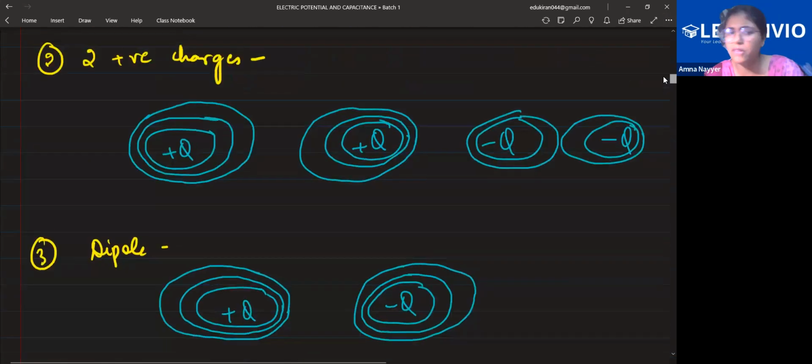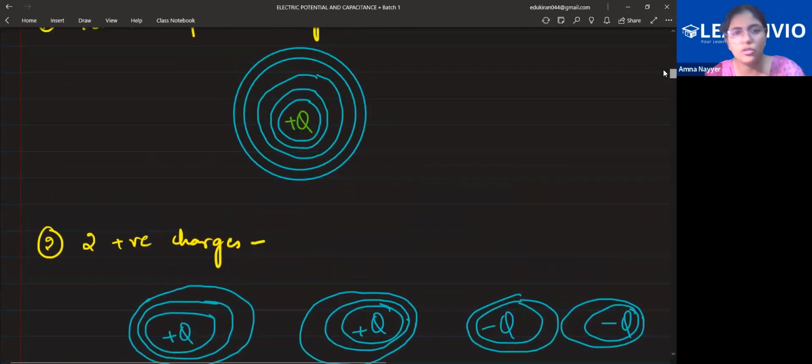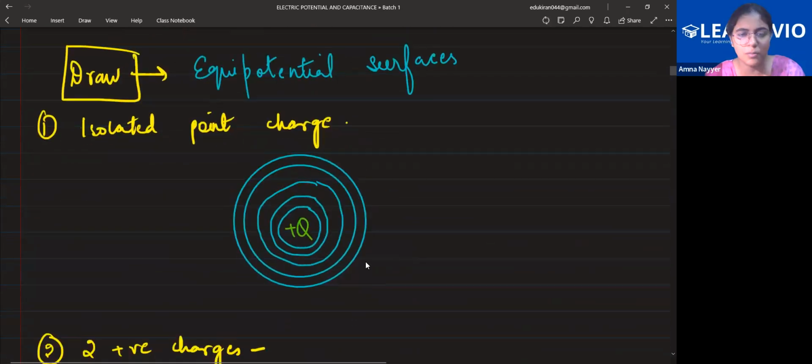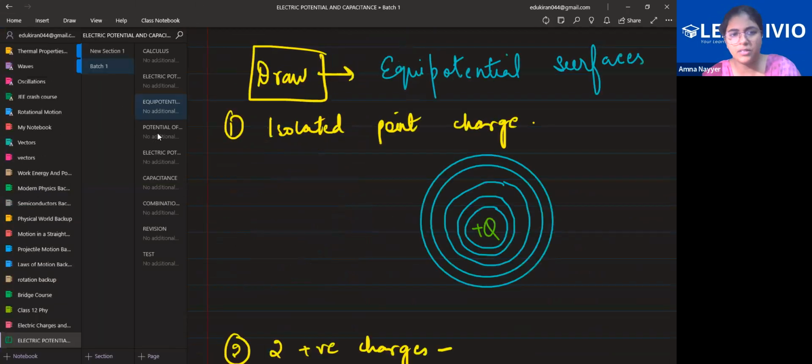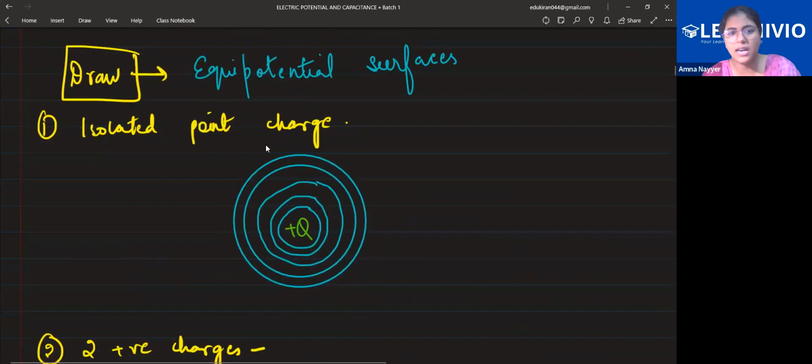Equipotential surfaces, very easy questions are asked. No difficult question is asked from this topic. But the direct questions are also asked, so you have to practice, right? Write it down. This completes equipotential surfaces. We'll then start with the potential of a dipole. Dipole is left in potential, right? Write it down.